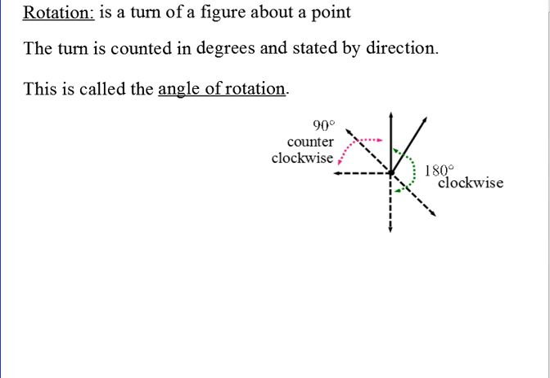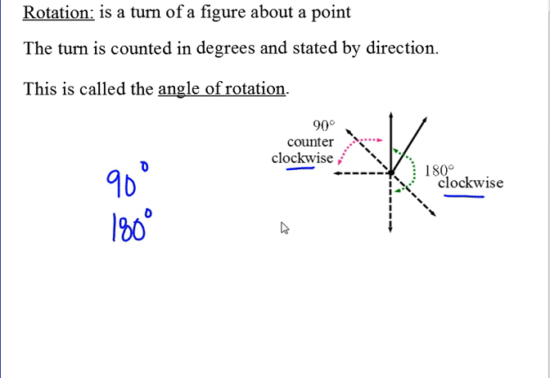So we're going to look at different kinds of rotations. We're going to look at things that are 90 degrees and things that are 180 degrees. We could be 90 degrees clockwise or 90 degrees counterclockwise. We can go 180 degrees clockwise or 180 degrees counterclockwise. So we want to make sure that we're aware of how far it is turning.